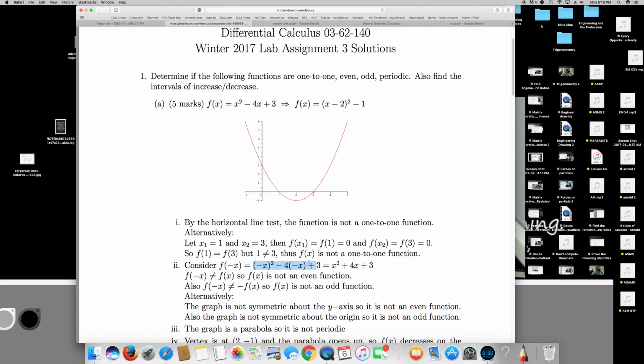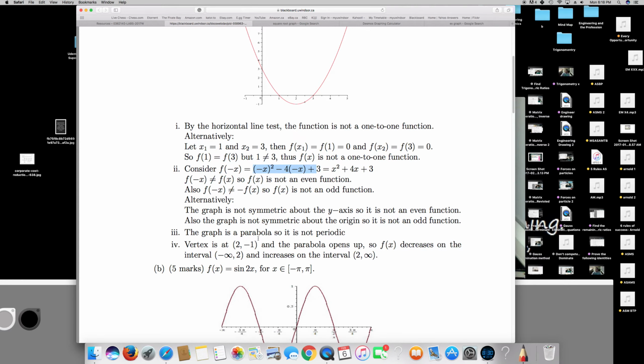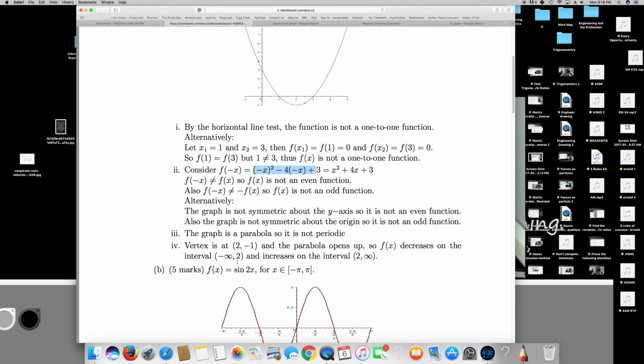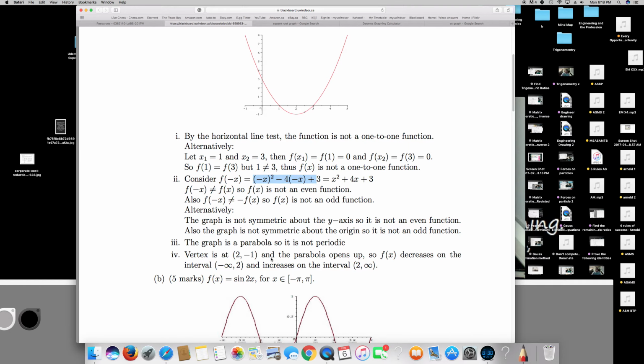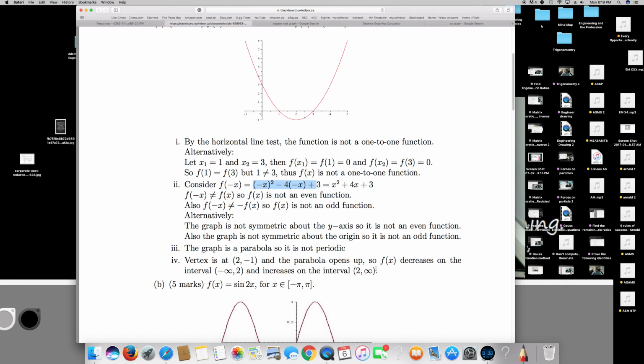And they are asking to find the intervals where it is increasing and decreasing. If you see this graph, from negative infinity to 2 it's decreasing, and from 2 to positive infinity it is increasing.